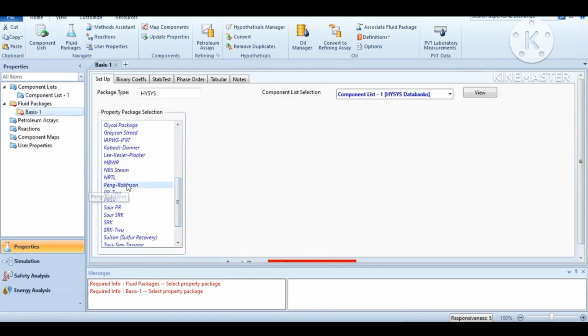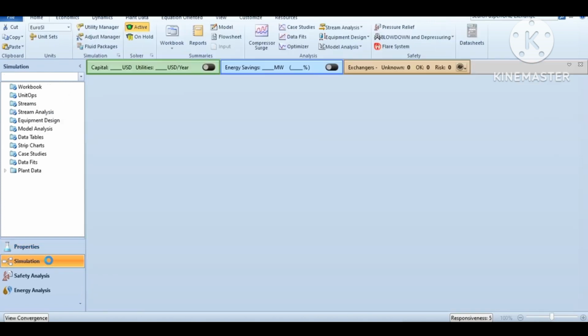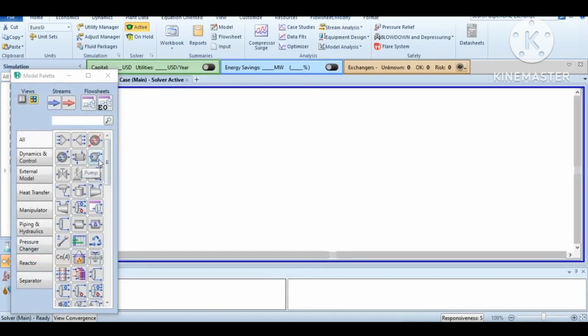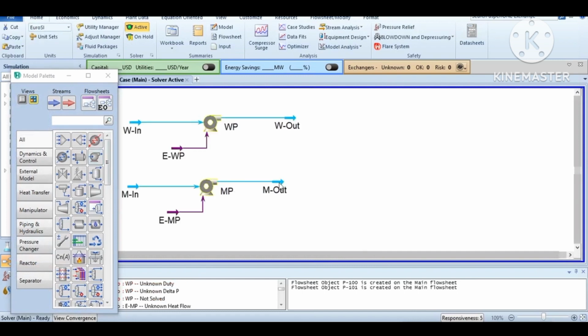We will select Peng-Robinson as the property package, as we have discussed in our lecture number 5 as well. Going to the simulation block, as we know, we have to first install two pumps before going to the heat exchanger. Pump 1 and pump 2. I will quickly do the connections. As you see, I have made the connections of these pumps and labeled these pumps and streams as well.